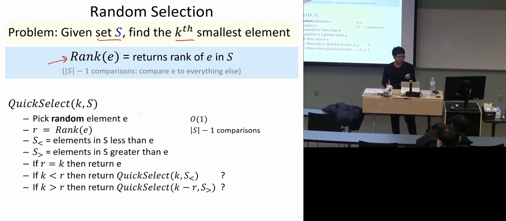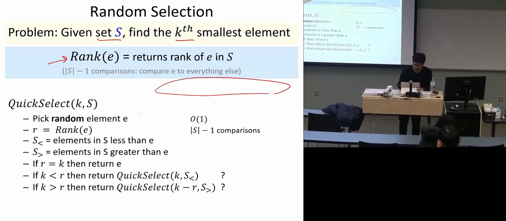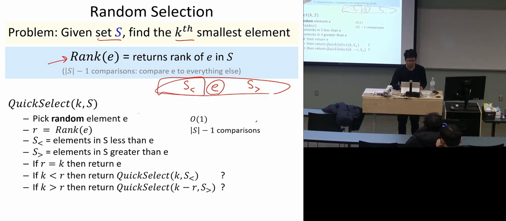How to do that? Well, given a list here, you have E. You can just compare E to everyone, and then you will get the set of elements that are less than E, and the set that are more than E. From this, you don't know the order within each set, but you know how many of them are less than E, so you know the rank of E.